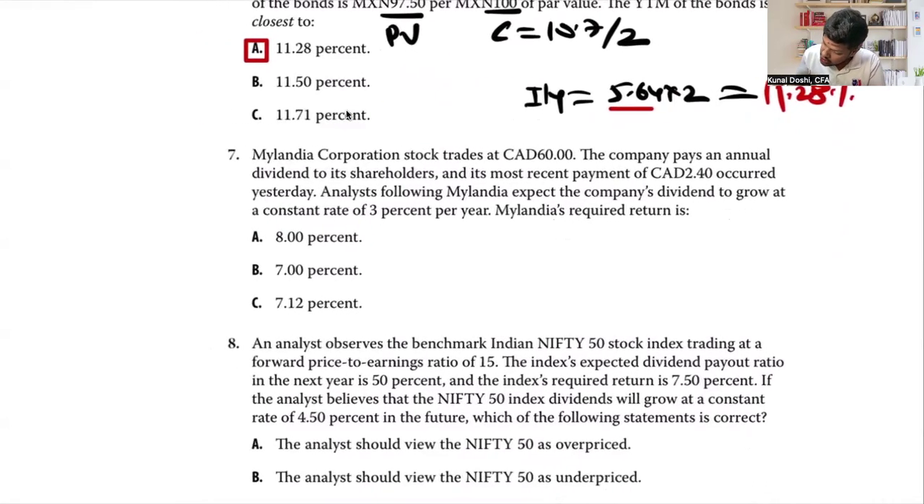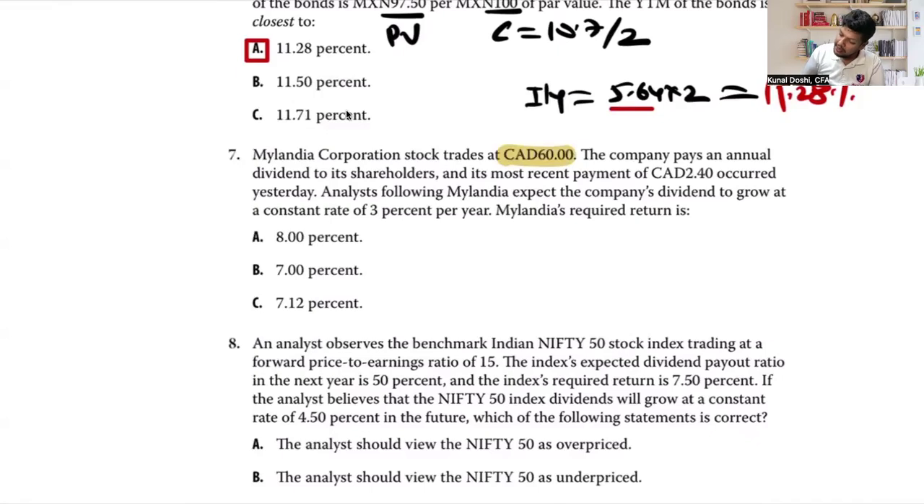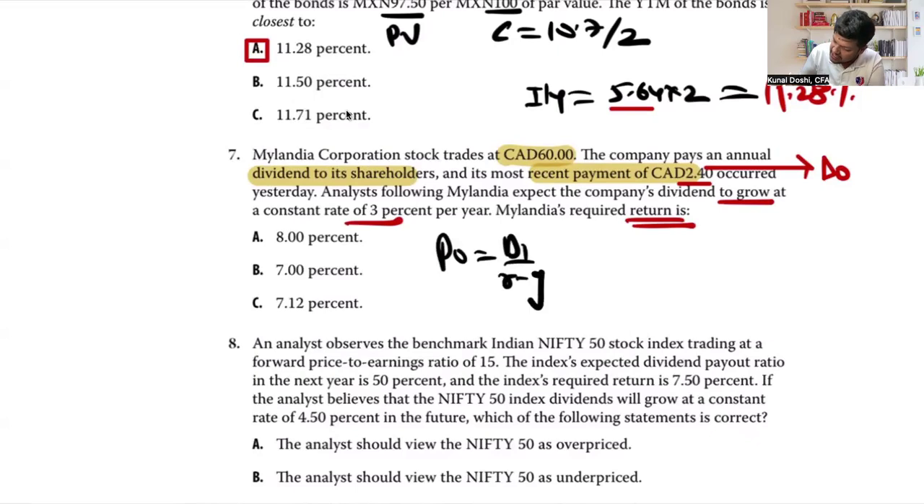Next, stock trades at 60 right now. The company pays annual dividend to the shareholders, and its most recent, means D0, current dividend is 2.4. Analyst following company expects dividend to grow at a constant rate of 3% per year. Company's required return is okay. So now considering Gordon's growth model, what is Gordon's growth model? P0 is D1 over R minus G.